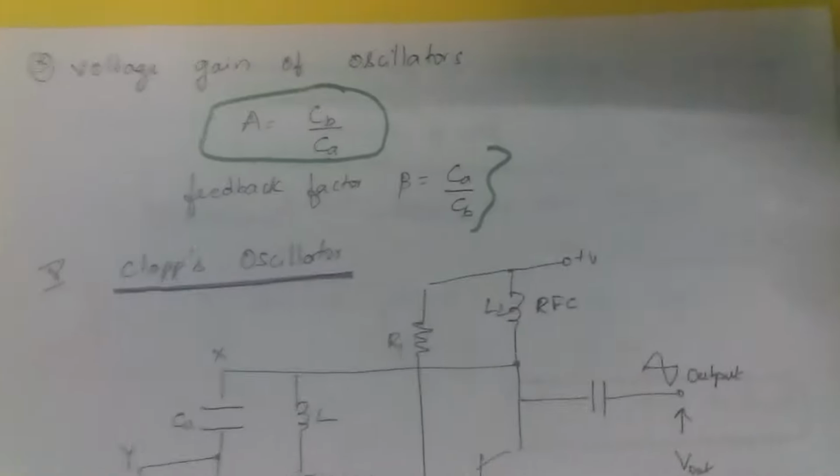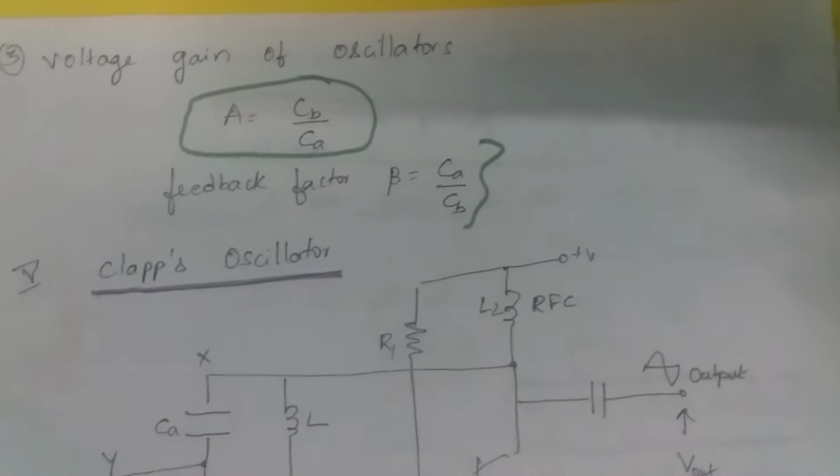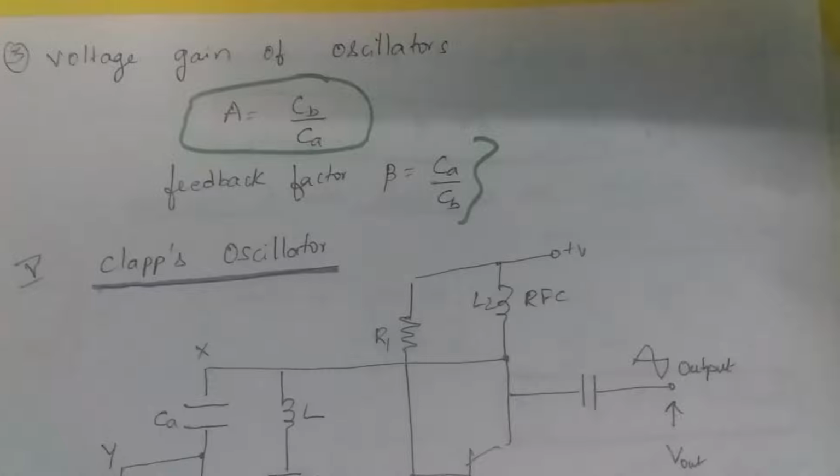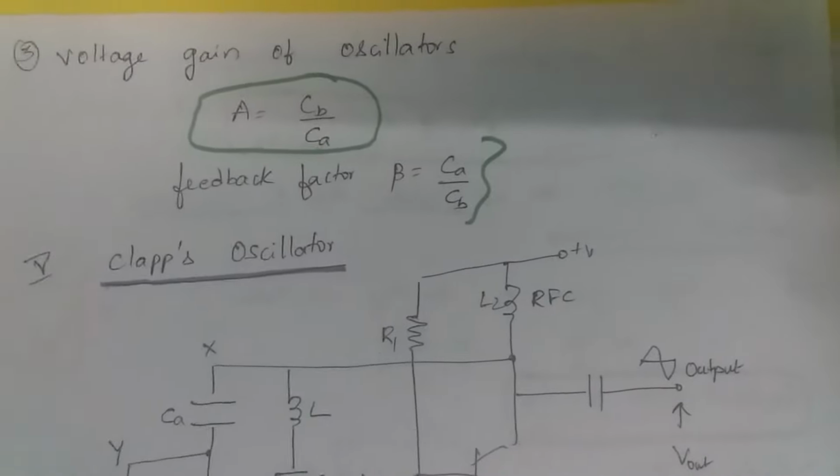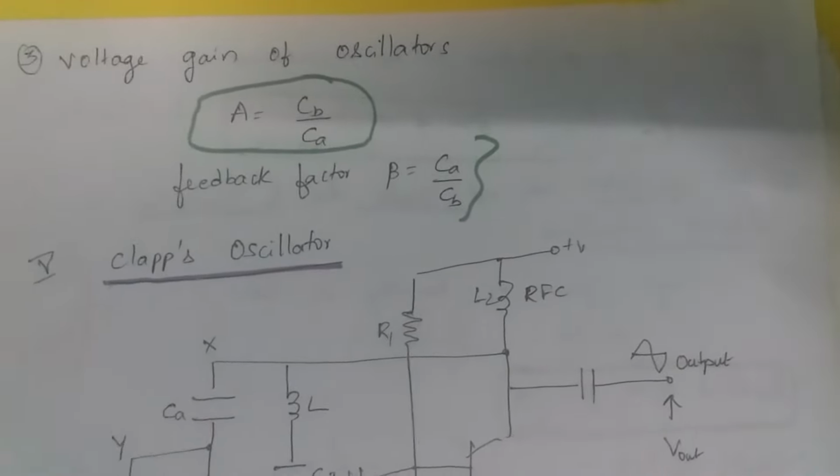So what is the voltage gain of the oscillator? A is equal to CB by CA, and the feedback factor is CA by CB. This is about Colpitts oscillator. Let's have a look at Clapp's oscillator.